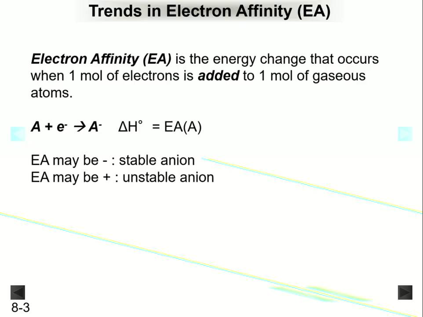Now you won't see second electron affinities for atoms. You'll only see the first one because once you have one electron, a second one is so strongly shielded and repelled it can't get on.